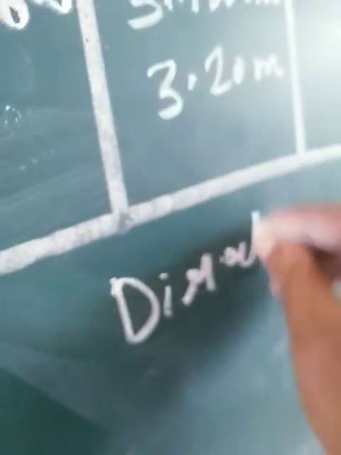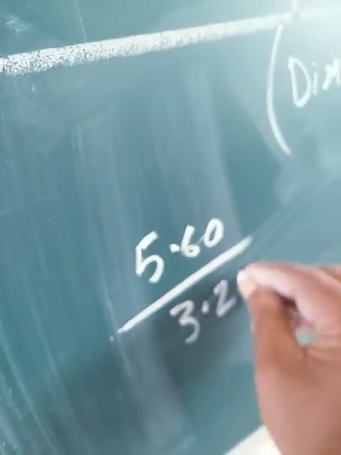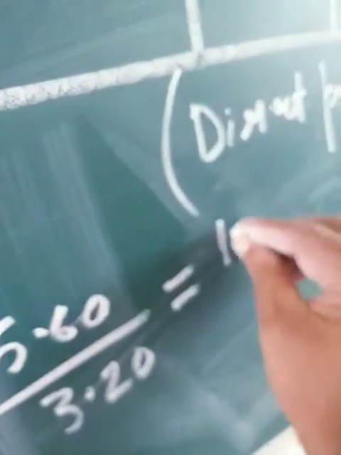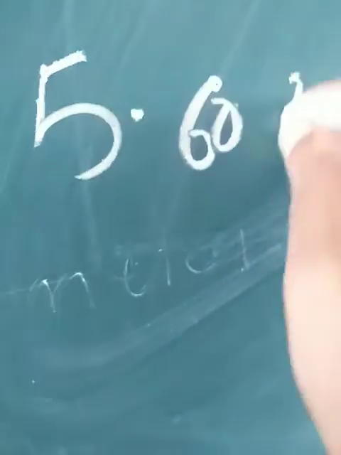So we'll write it down: direct proportion. So now we'll write the values in the decimal form. That is 5.60 upon 3.20 is equals to 10.50 upon x. Fine. So from here, we have to do the cross multiplication. So it will look like 5.60 into x would be equals to 10.50 into 3.20.